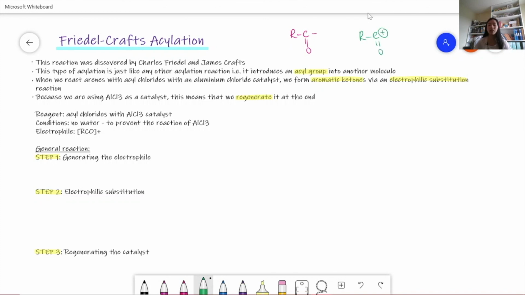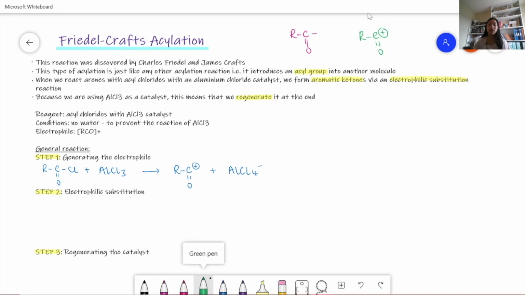So we're going to look at a general reaction. Step one is generating the electrophile. What we do is react the acyl chloride with the aluminium chloride catalyst. A general formula for an acyl chloride is RC double bond O Cl. And then we react it with aluminium chloride. And what this forms is our electrophile, this RC double bond O plus ion, and also AlCl4 minus.